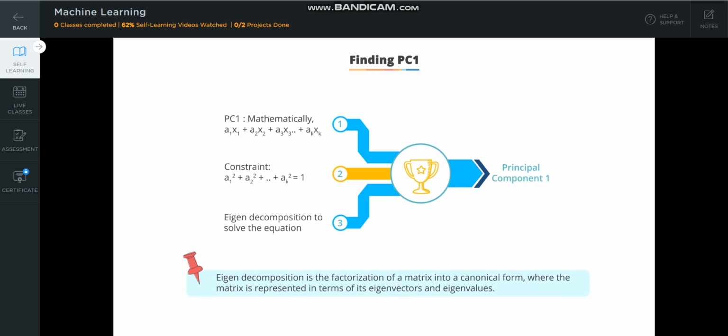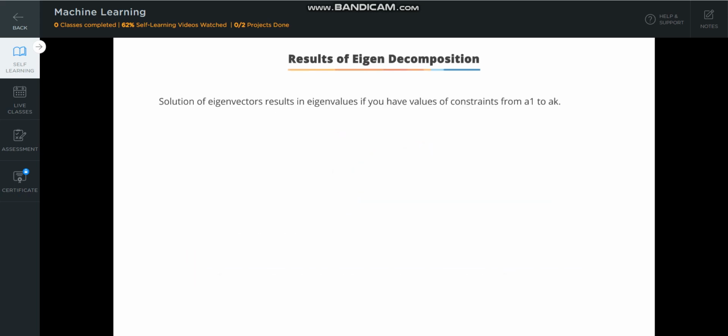Eigendecomposition, or spectral decomposition, is the factorization of a matrix into a canonical form, where the matrix is represented in terms of its eigenvectors and eigenvalues. So, let's understand the results of eigendecomposition. Solving eigenvectors results in eigenvalues.